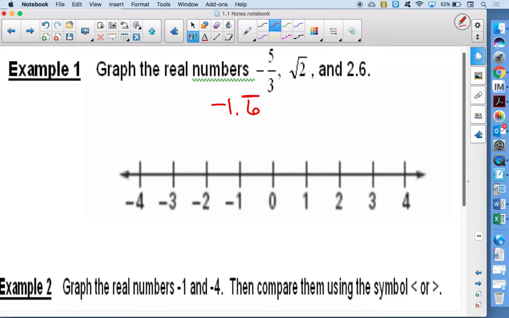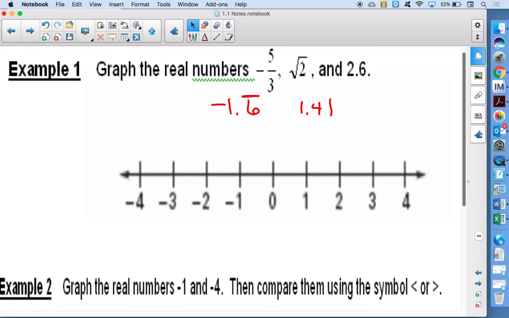And then we have the square root of 2. So if you could put the square root of 2 in your calculator, need help putting the square root of 2 in your calculator? Jared, what'd you get when you put the square root of 2 in? 1.41. So now I have decimals, that makes it a little easier to graph on the number line.